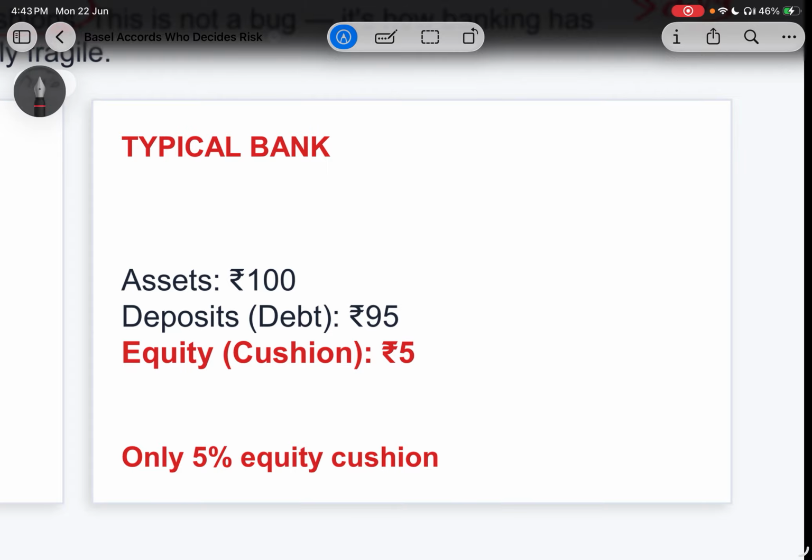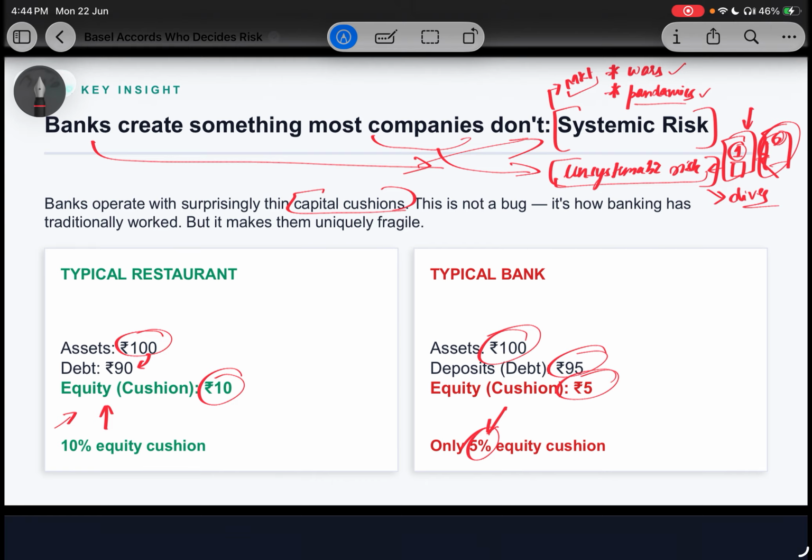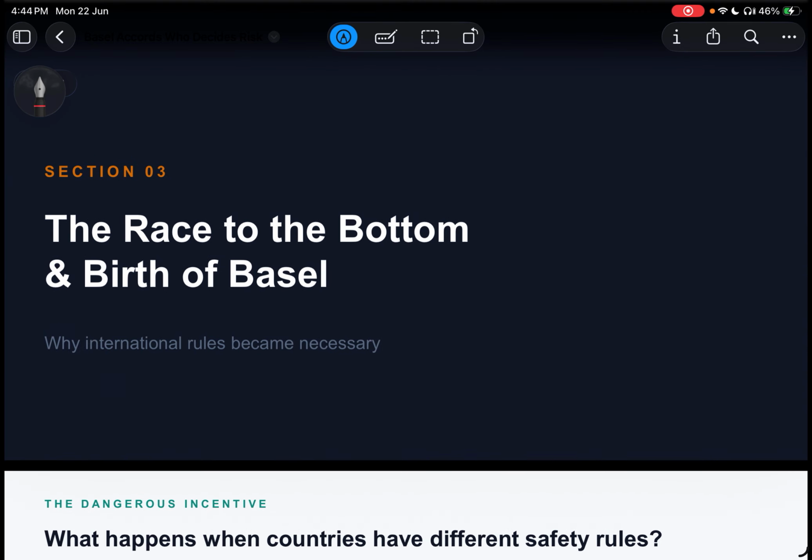But what happens in a typical bank is that assets are 100, debt is 95, and the equity cushion is only 5%. And this creates a very dangerous situation, right?